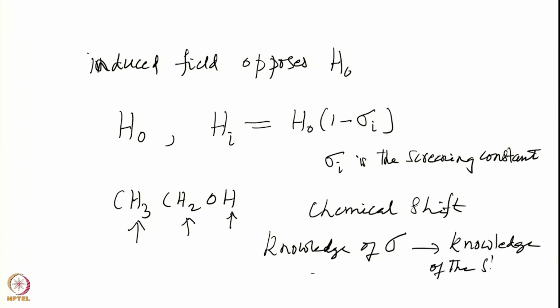So this is crucial. In order to achieve this, what we do is we eliminate this H0 dependence, and we can do it by eliminating this frequency. Now I can write this as delta I is equal to HR minus HI divided by HR into 10 to the power 6.